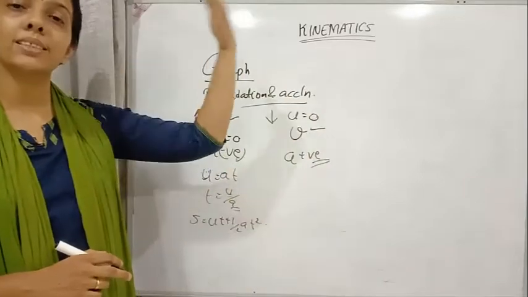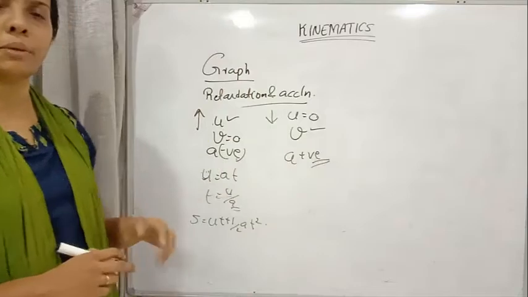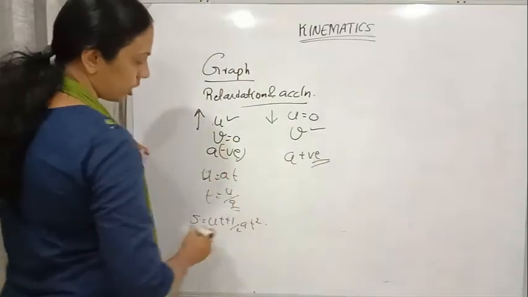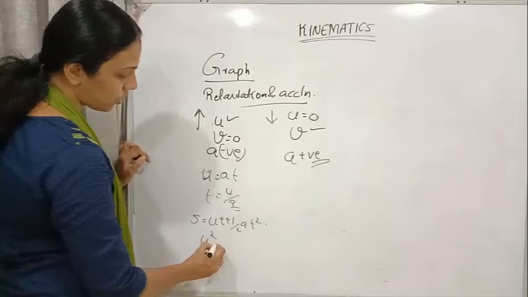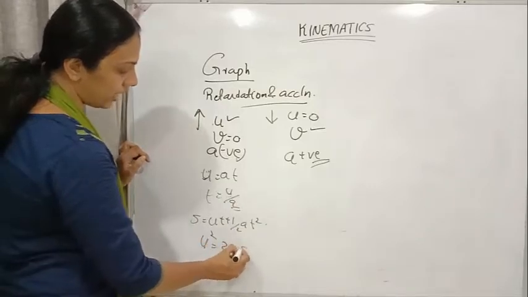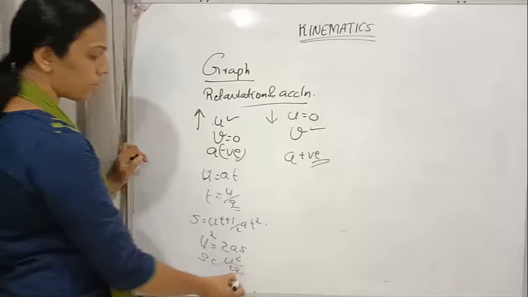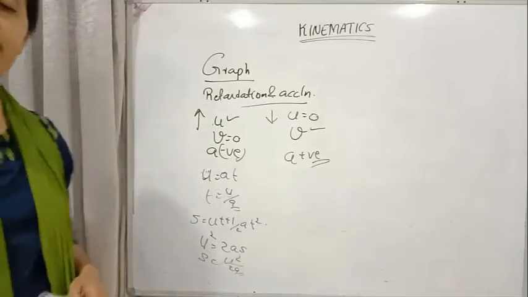What will be the maximum height that the object will reach? How will we find it out? As I said, v square minus u square equals 2as. Therefore, u square equals 2as, so s is equal to u square by 2a. This will be the equation to find out the displacement.